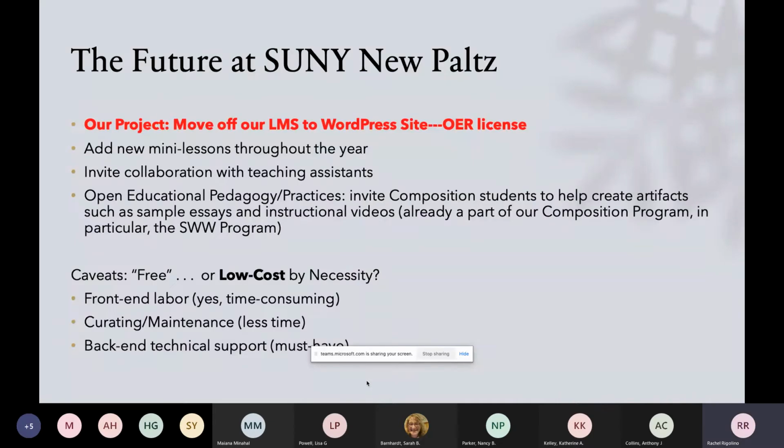The future here, what I'm really excited about is that I'm going to move some of what we've done off of our learning management system. And what we're going to do in our comp program is begin to create our own textbook and have it openly licensed on a WordPress site that anybody can use. And I think this will be exciting.